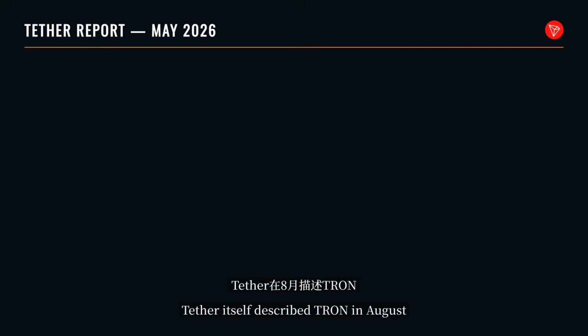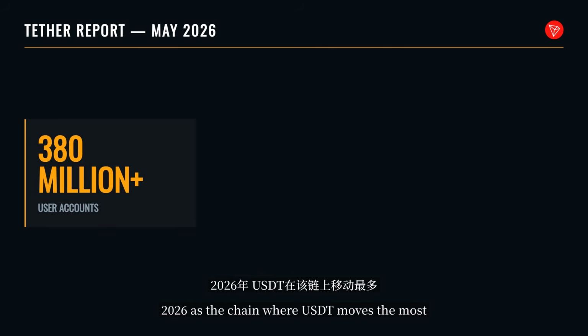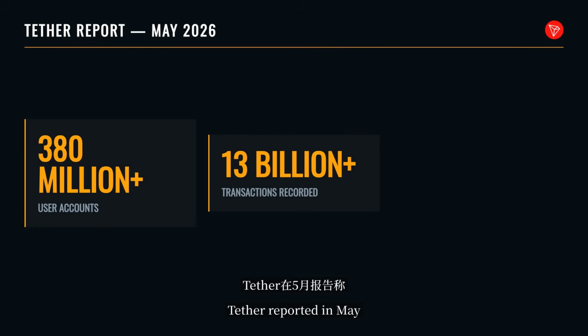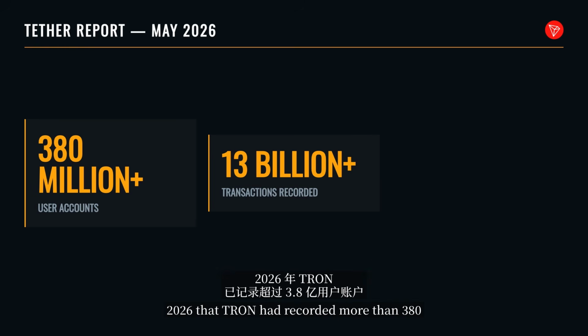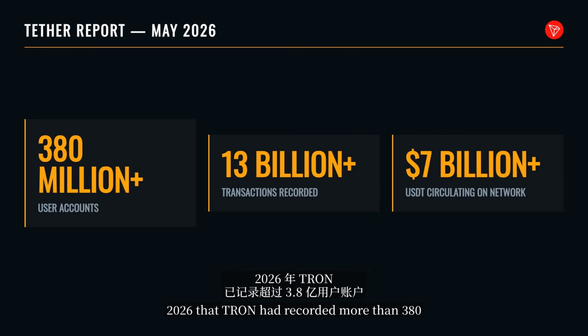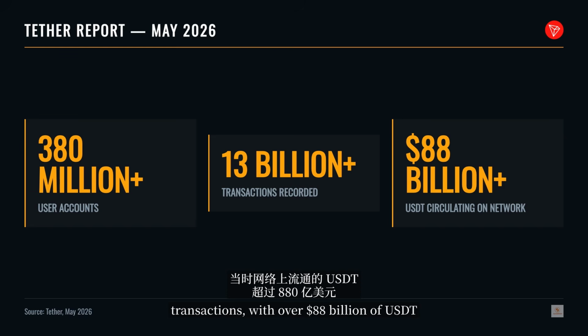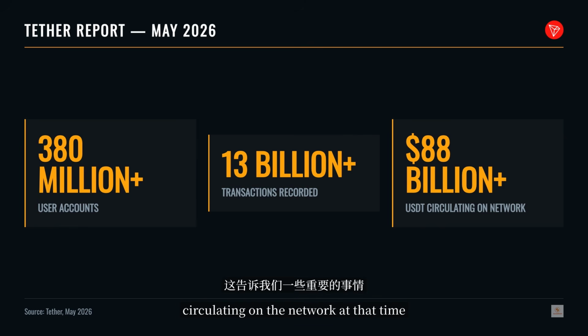Tether itself described TRON in August 2026 as the chain where USDT moves the most. Tether reported in May 2026 that TRON had recorded more than 380 million user accounts and more than 13 billion transactions, with over $88 billion of USDT circulating on the network at that time.